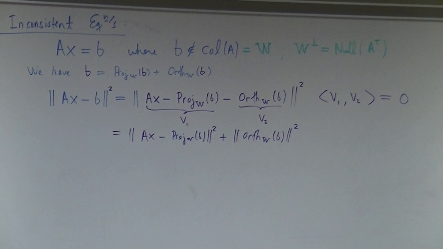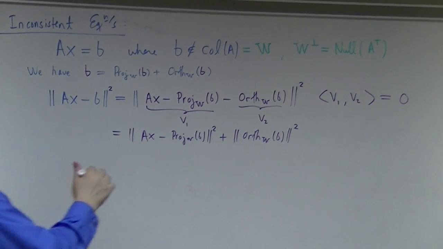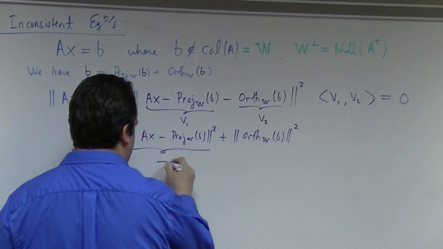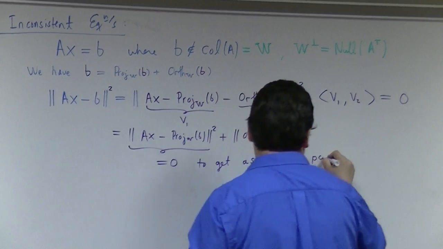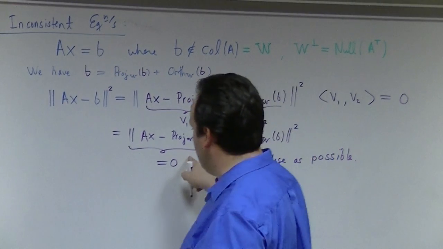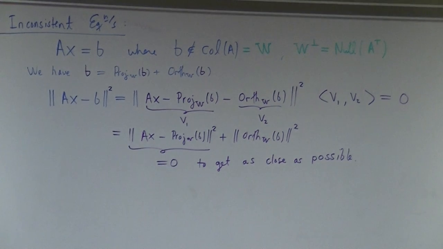But on the flip side, if you want to get as close as you can to having a solution, what do you do? You just make this term equal to 0 to get as close as possible. Making this term 0 minimizes the difference between Ax and b. And if you look at a data set, that actually corresponds to minimizing the so-called least squares. It's the difference between your data set and the model, the sum of the vertical distances squared between your data set and your model. This is exactly the problem of linear least squares as you study in regression statistics.